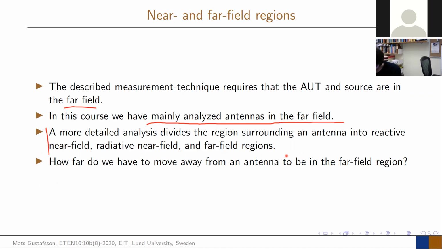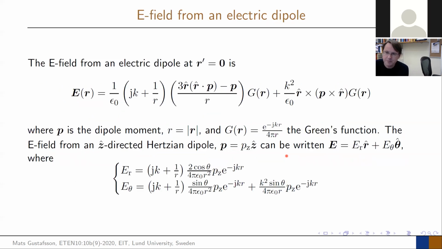And if you do some more detailed analysis of this, we can see that we can actually divide space into something called reactive near field, radiative near field, and far field. And this is, of course, where we've been sitting. So we, in some ways, need to know what is the far field. If I have this antenna, how far away do I have to be from this antenna to be in the far field? What is the distance there? So how far do we have to move away to go into the far field?